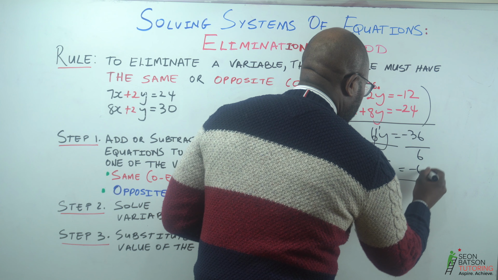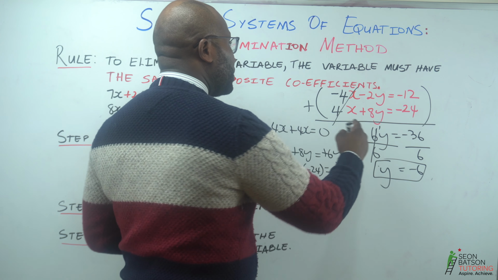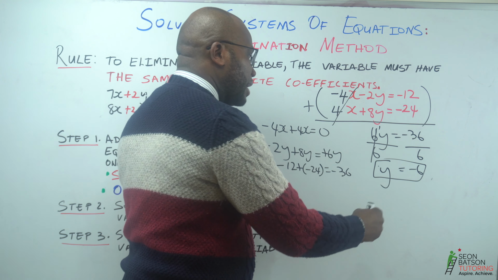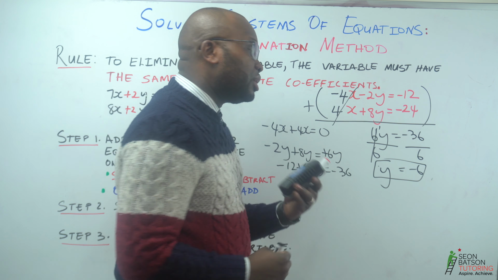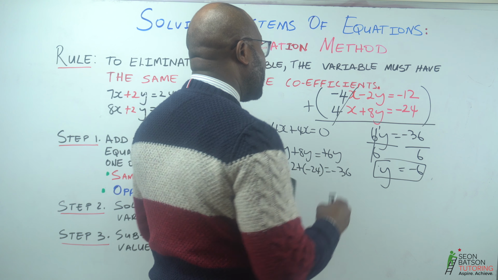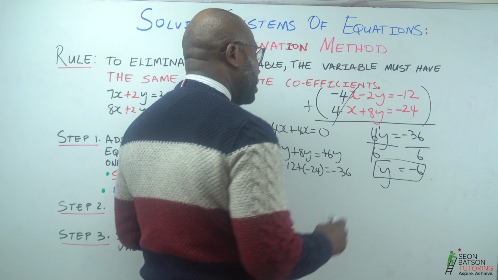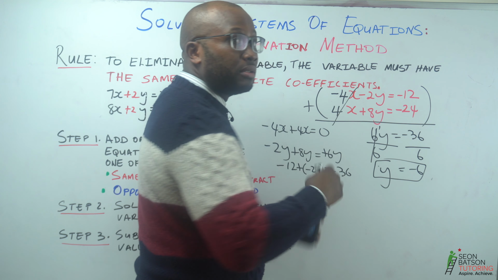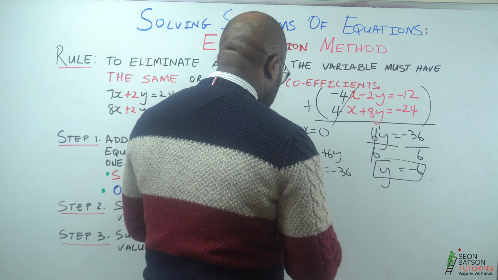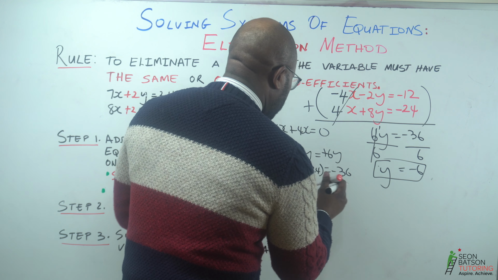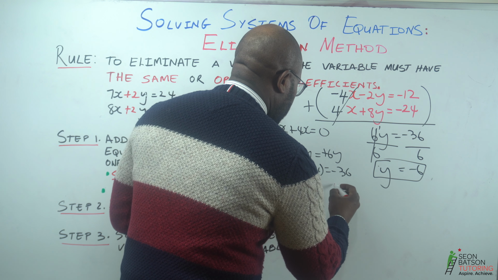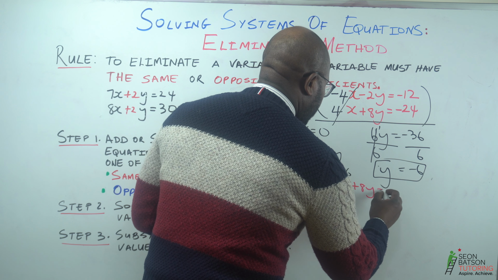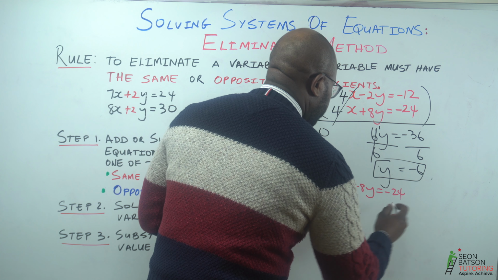However, we aren't done, because our system has two variables. There's a y, but there's also an x. So now we have to find the value of x. To find the value of x, we will simply substitute the value of y in one of the equations. Either one. Let's use the second equation here. So let's use 4x plus 8y is equal to negative 24.